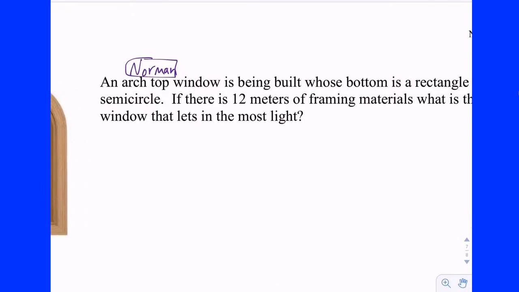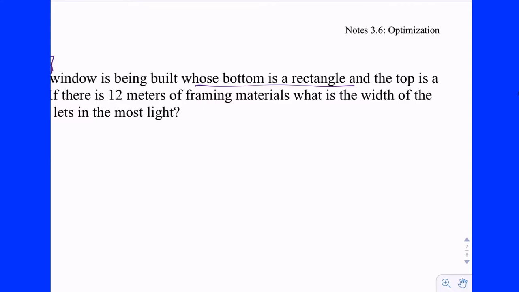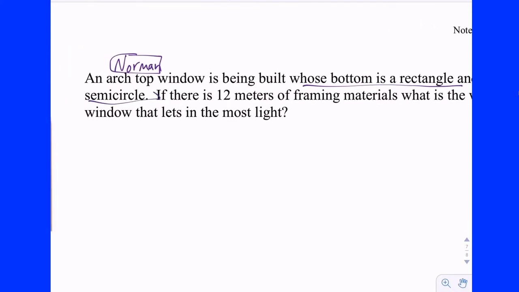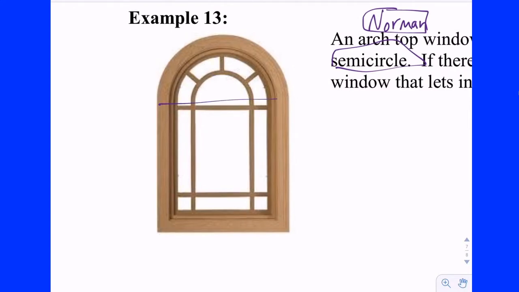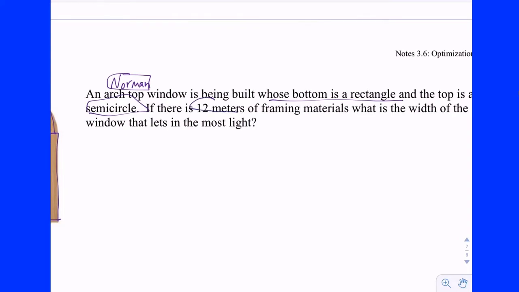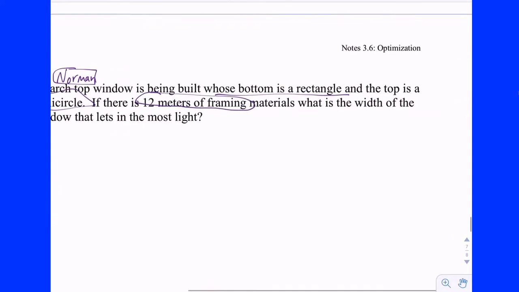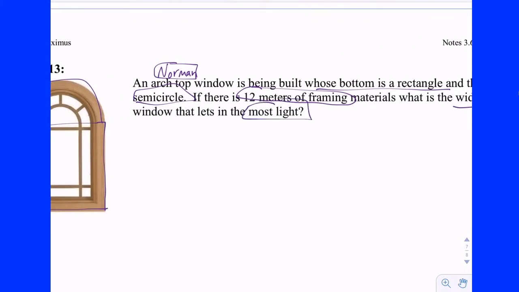It's being built, okay, as we speak. The bottom is a rectangle, and the top is a semicircle. All right, so here's what it is. You've got this rectangular base, and then the top is half of a circle. Got it? And it's one window. If there is to be 12 meters of framing around the perimeter, then what is the width of the window that lets in the most light?